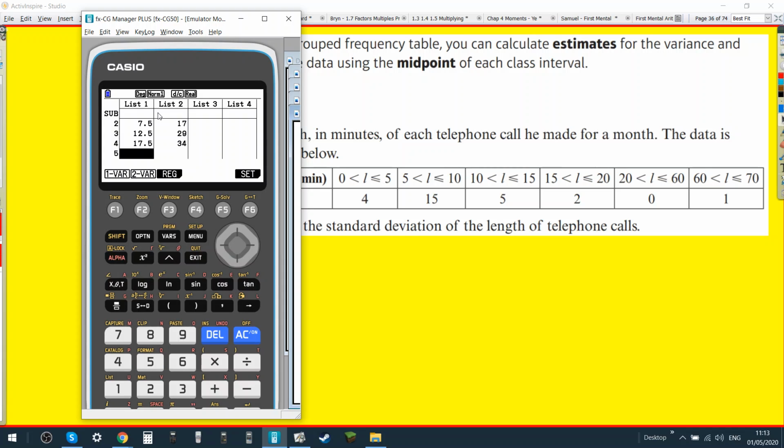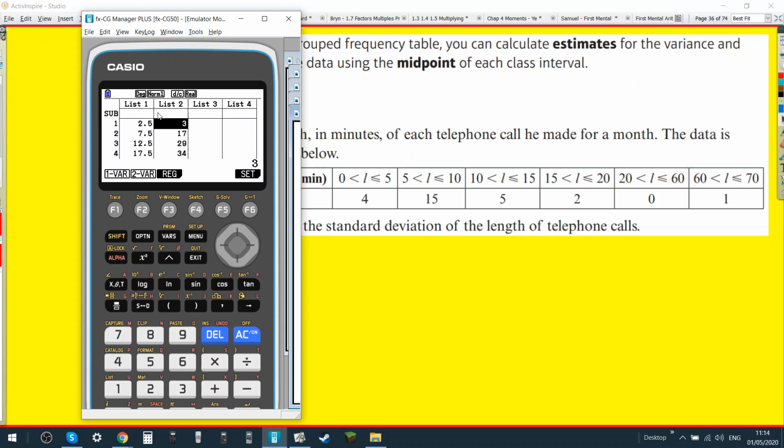And if you're not sure of the midpoints, like 20 and 60, you can just do a bracket 20 plus 60 close bracket divide by 2. You can actually just calculate it in the calculator and it comes up 40. So it's obvious it's 40, but sometimes it might not be obvious, just in case. And then frequency.